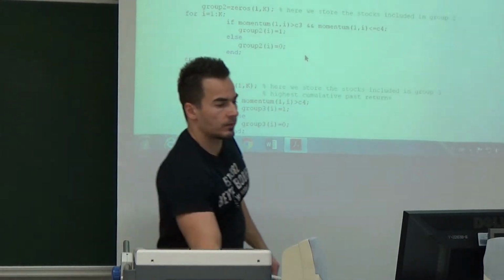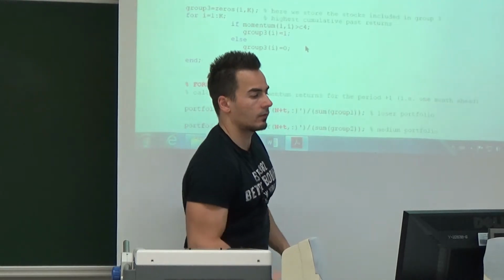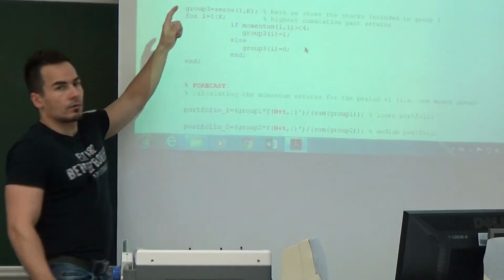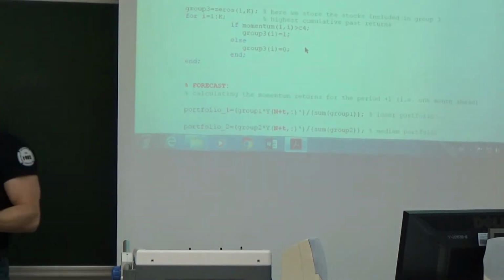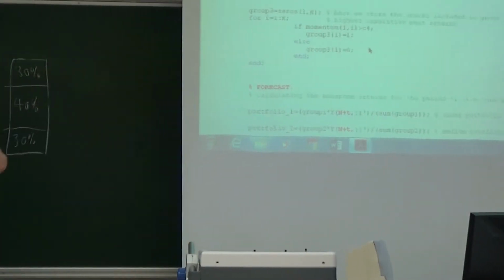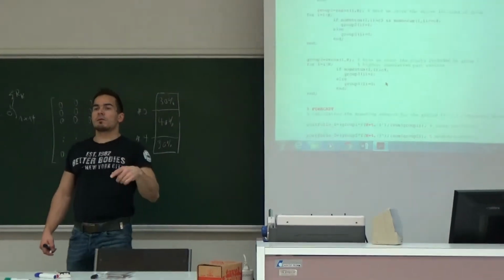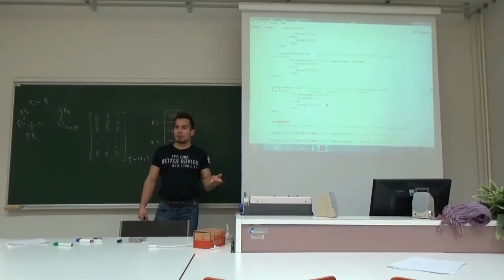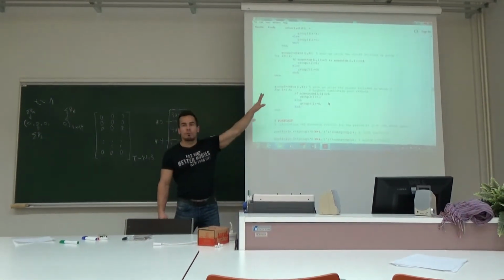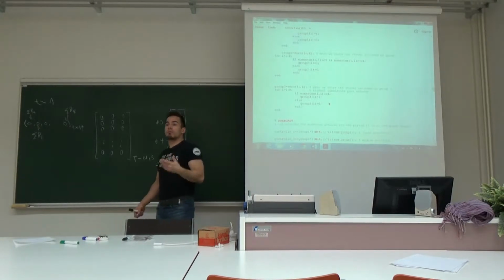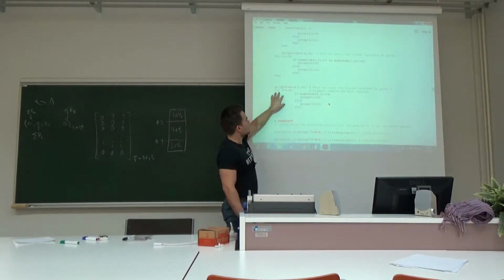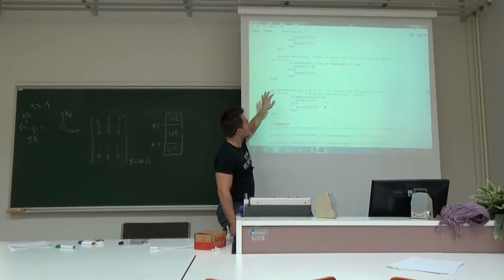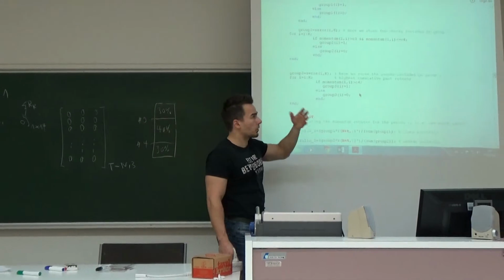And for those who have listened carefully in this course, the group 3 vector can be defined, as an alternative to what we have here, simply as a vector of 1s minus group 2 minus group 1. Because if we sum up all these group vectors, what we should end up with is a vector of 1s. But in this case, this is an alternative, so that we get the logic of what's going on.